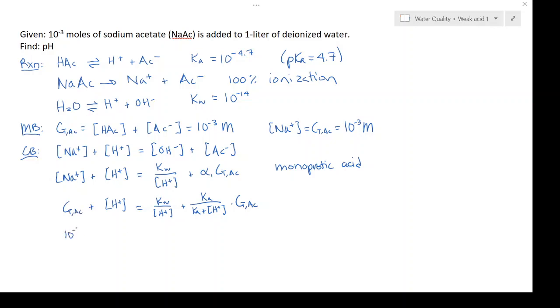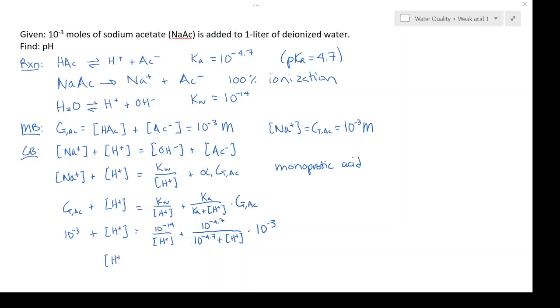In the next line, I'll make the substitutions: 10 to the minus 3 for the C T AC, 10 to the minus 14 for the K W, Ka is 10 to the minus 4.7, and my C T is 10 to the minus 3.